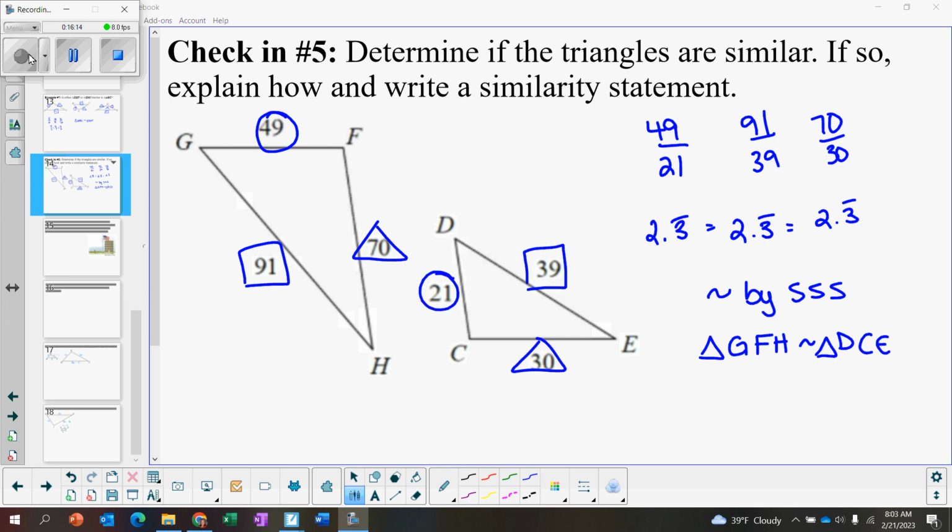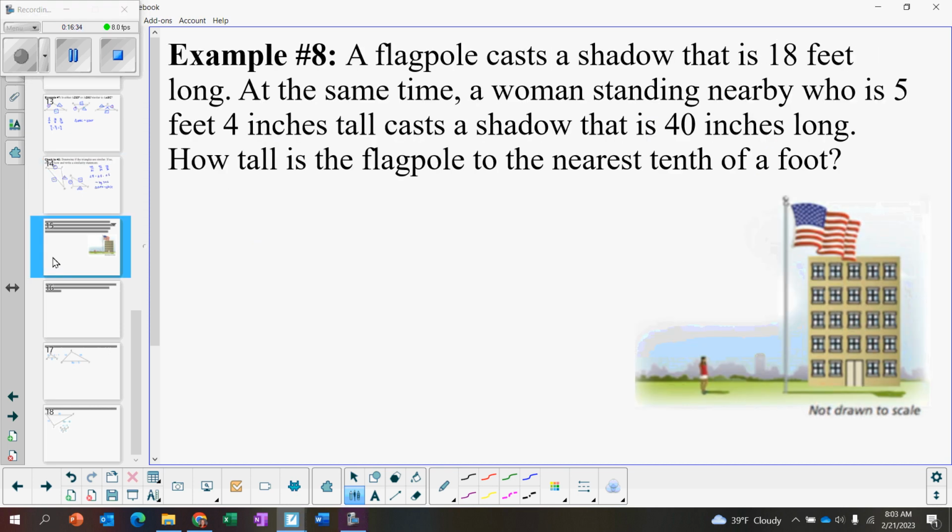All right, comparing biggest to biggest, middle to middle, smallest to smallest, we end up with 2.3 repeating if we divide them, or 7/3 if we reduce them. So they are in fact similar by side, side, side, and I ended up with triangle GFH is similar to triangle DCE. So now we're going to use some applications here.